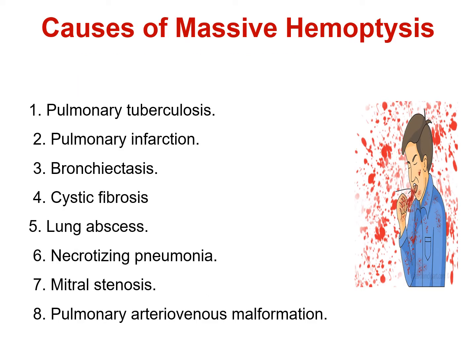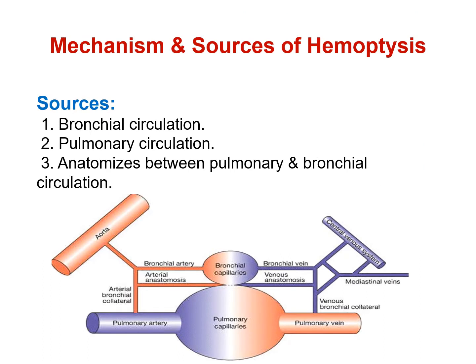Massive haemoptysis has specific causes. The differential diagnosis of massive haemoptysis, which is coughing of blood more than 150 ml per one attack, includes pulmonary tuberculosis, pulmonary infarction, bronchiectasis, cystic fibrosis, lung abscess, necrotizing pneumonia, mitral stenosis, and pulmonary AV malformation. The source of haemoptysis may be the bronchial circulation, the pulmonary circulation, or an anastomosis between the pulmonary and bronchial circulation.